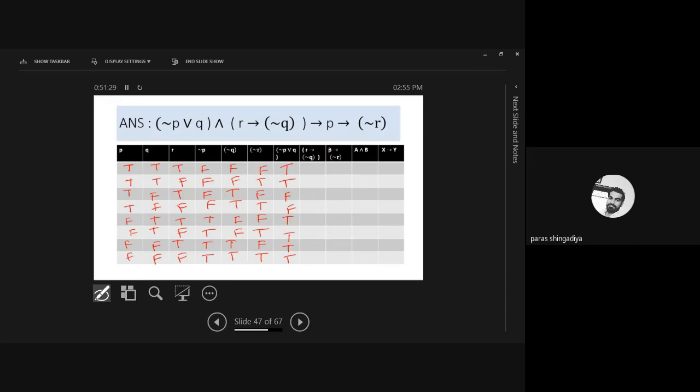Then after that R conditional to negation Q. You have to implement R on negation Q. R conditional to negation Q. So the first will be F. Then the fifth will be F. And the rest of all the entries will be T. Okay. Now P conditional to negation R. You have to implement P on negation R. So the first is F. Then the third will be F and the rest of the entries will be T. Just verify your answer with that.